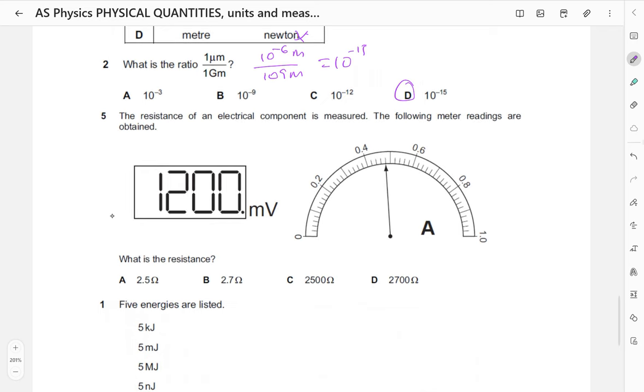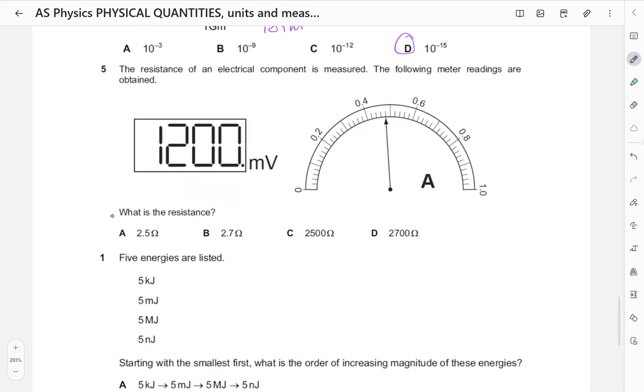The resistance of an electric component is measured. The following meter readings are obtained. What is the resistance?